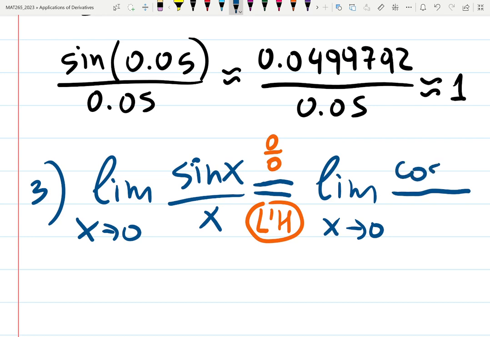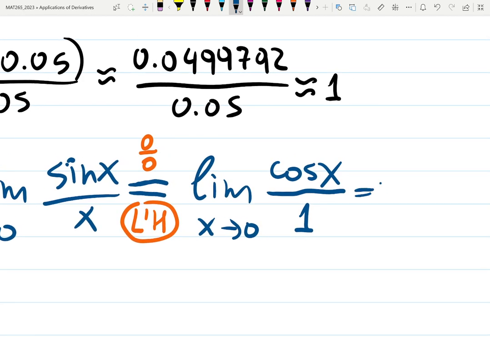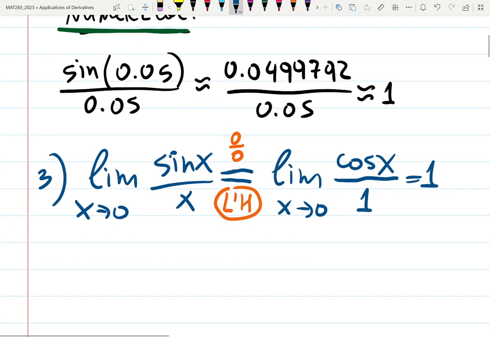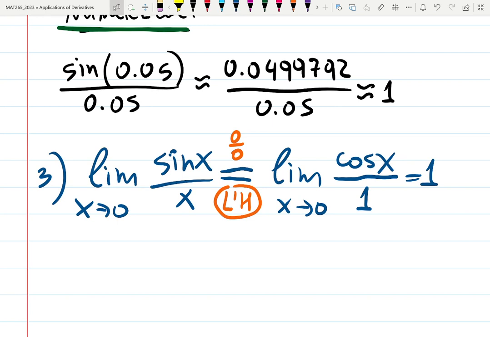Derivative of sine is cosine. Well, that did not make it easier. Cosine is not better than sine. But derivative of x is 1. Can you now solve this limit? Yes. You plug in 0, cosine of 0 over 1. What is that? 1. Boom, in 5 seconds. L'Hopital's rule is amazing.